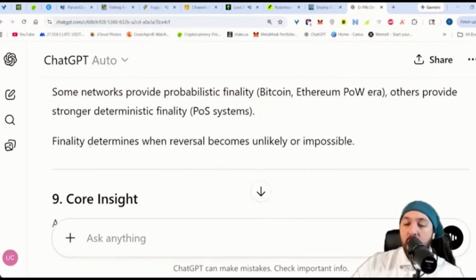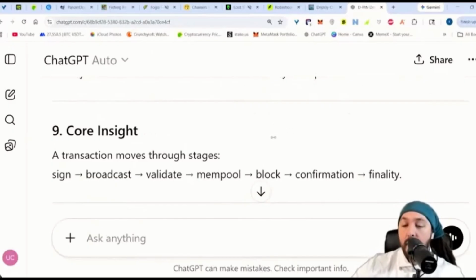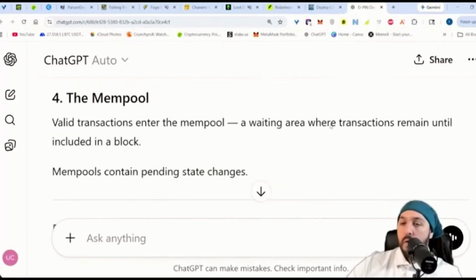Okay, so finality determines when reversal becomes unlikely or impossible. Core insight here, the big takeaway: a transaction moves through stages, and here they are. First, it's signed by you. You proposed it, and then you signed it, and then that gets broadcast to all the validators. That then goes to a mempool. Then it's pulled from the mempool into blocks, confirmation, and then you have finality when it's all done, and you can have the fruit of whatever you were trying to do.